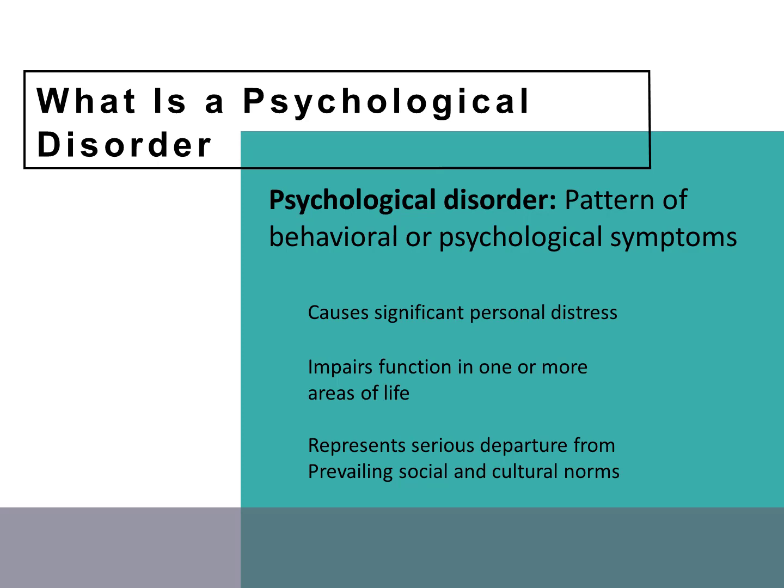Psychologists first started out by saying, all right, so if this pattern of behaviors or these symptoms cause significant personal distress, then let's say it's a psychological disorder. So if the individual is suffering, if the individual feels distressed, or they're stressed out about it, or they're constantly worried about what's going on, there's a pretty good chance that it's a psychological disorder.